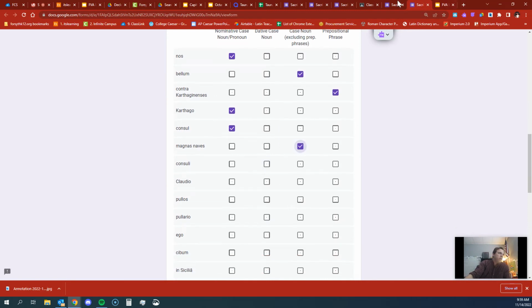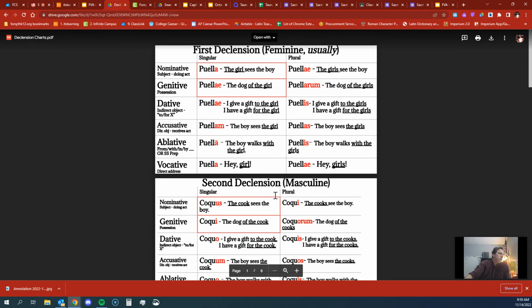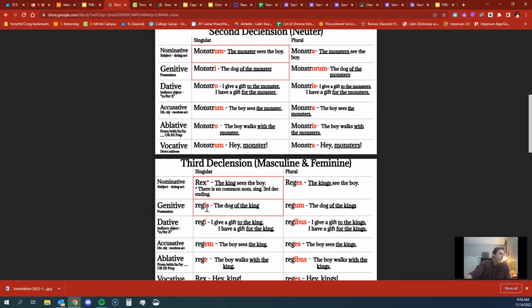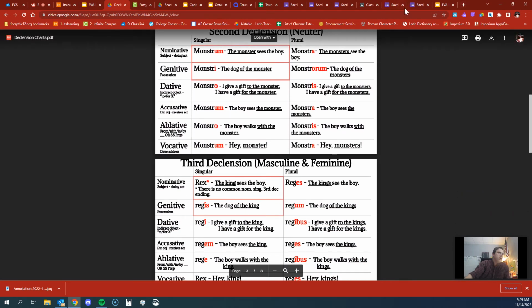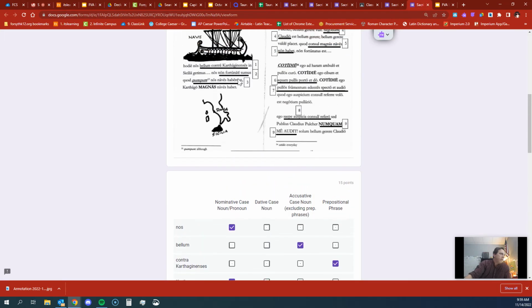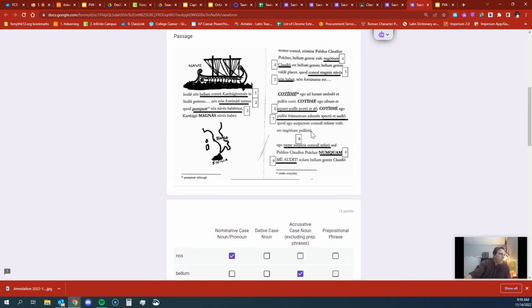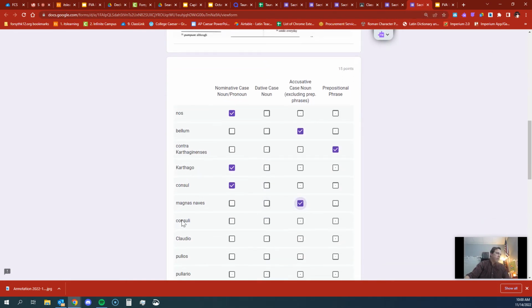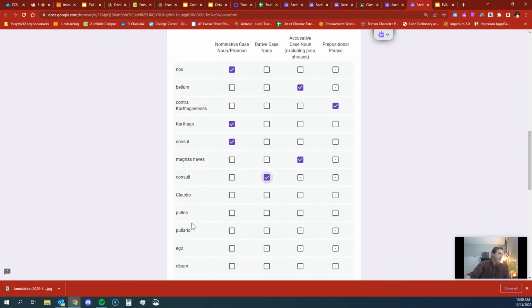Consuli, well, consulis is third declension. And you'll see here, if you look at your reference sheet, that third declension, consuli, that's dative. Also, by looking at the passage here, I can't remember where, here it is: because I want to report the omens to the consul, that's dative. Then that tells us that this will be dative. So it's not just the ending, but also its meaning and context.